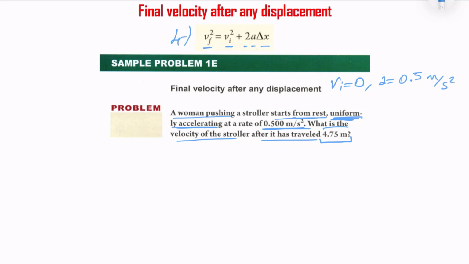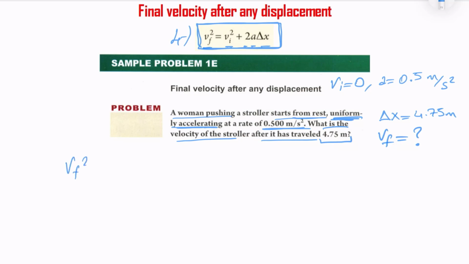What is the velocity of the stroller after it has traveled 4.75 meter? So delta x is given 4.75 meter. And it says what is the velocity of the stroller after. So it means it's asking to us what is the final velocity of the stroller. So here, as you see in this question, it's not like a previous question. What is the difference here? There is no any time given in this question. And in this formula, we don't need any time because this formula is time independent.